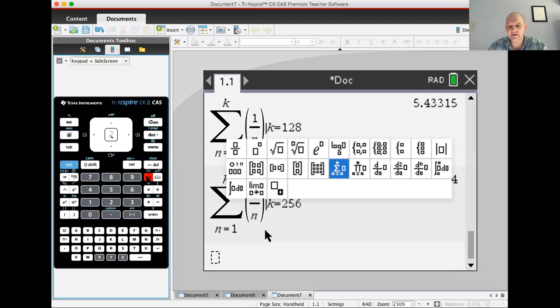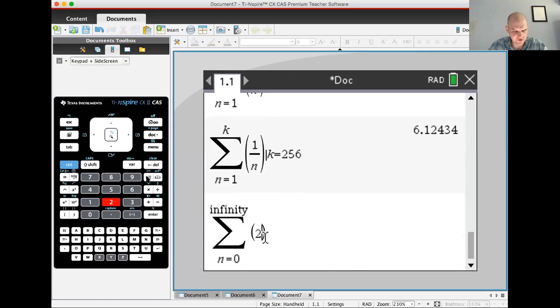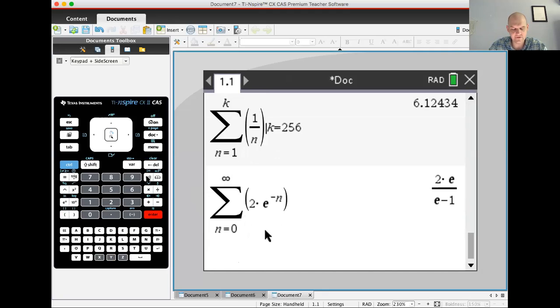We're going from 0 to infinity of 2 times e to the -n. Give me an answer. 2, yes, got it.